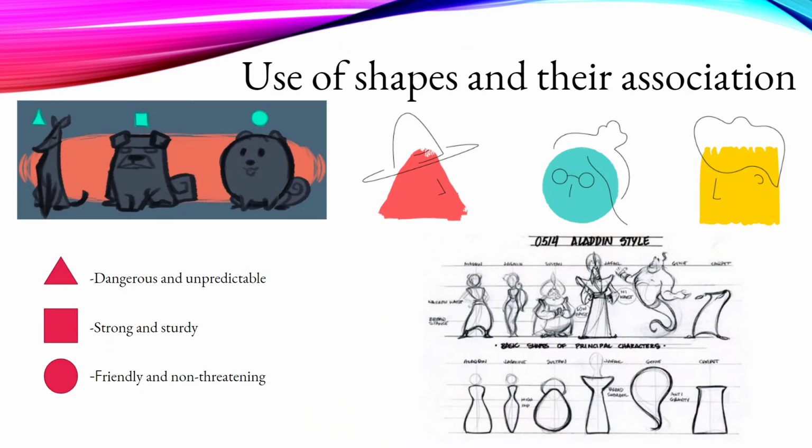Everything can be broken down into simple shapes, and those shapes can tell a lot about a character. For example, people are usually afraid of pointy and sharp things like knives and needles, etc. So a character which is made up of triangles may be dangerous and or evil.